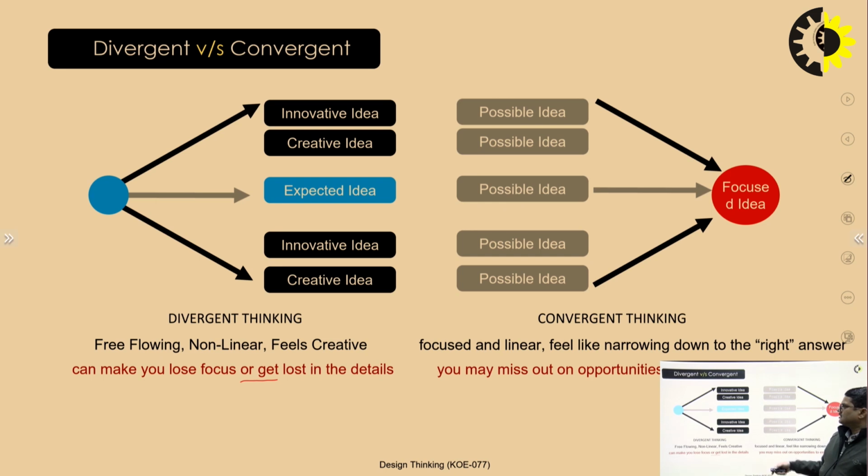On the contrary, convergent thinking is focused and a linear approach. It feels like narrowing down to the right answer, right. But the drawback of convergent thinking is that you may miss out on opportunities to explore. If we always follow the convergent thinking approach, it is very likely that we can miss out on creativity, because we may not be interested in getting more opportunities.